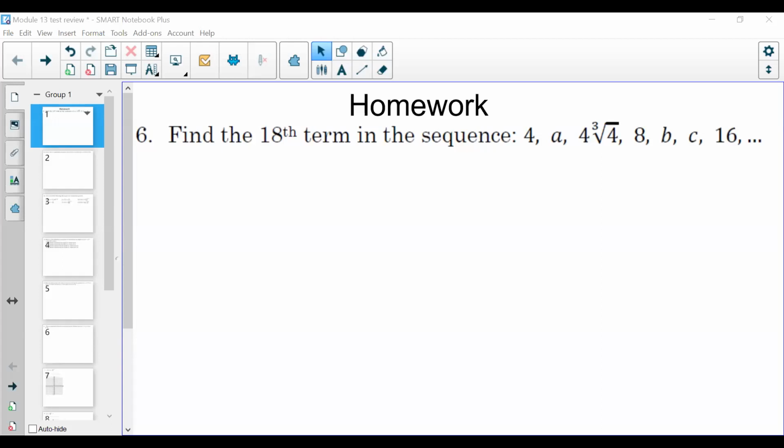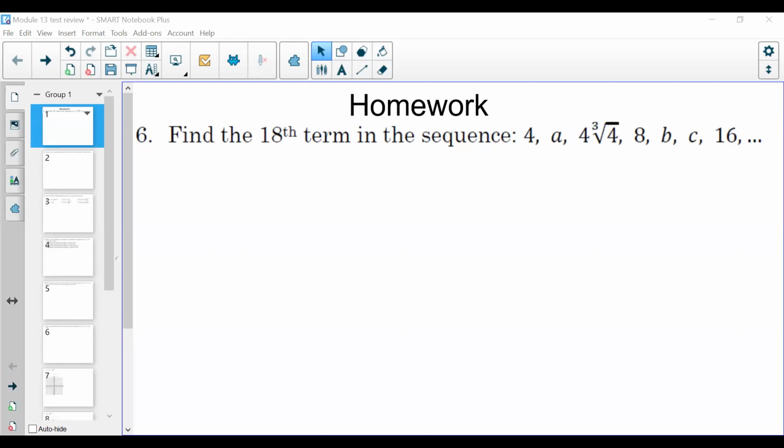All right. So we're going to be doing a few problems on the homework and that interest compound. So problem 6 in the homework, we're going to start on problem 6. It's asking us to find the 18th term of the sequence.